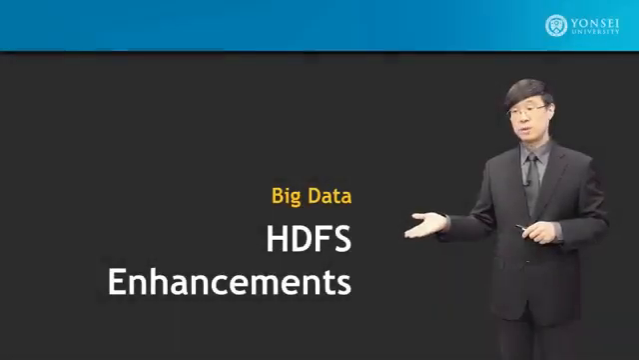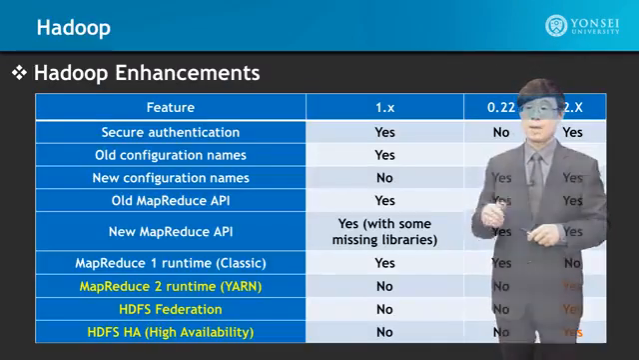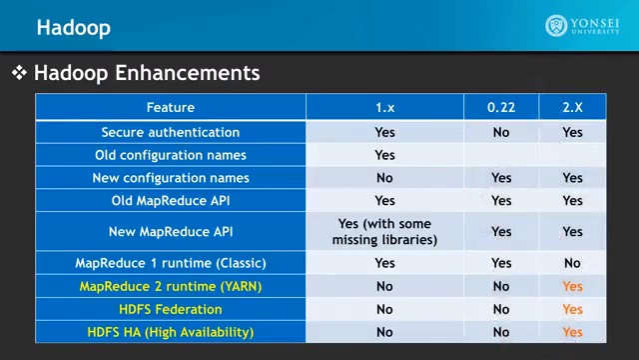In this lecture, we will now look into HDFS enhancements. If you look into this table, I would like you to focus on the bottom 3 rows and the rightmost column, which has 2.x. This means that the release version is 2.0 and higher.